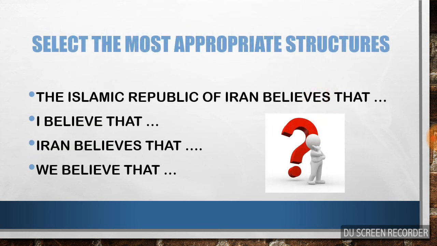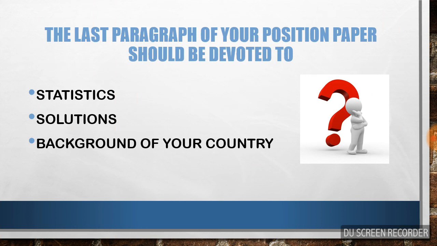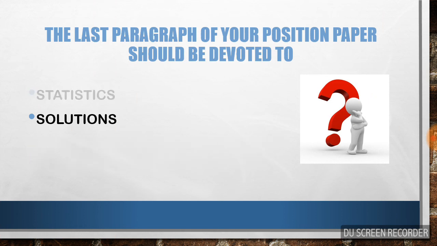Select the most appropriate structures. The Islamic Republic of Iran believes that, I believe that, Iran believes that, we believe that. The most appropriate structures are: the Islamic Republic of Iran believes that, we believe that. The last paragraph of your position paper should be devoted to statistics, solutions, background of your country. The last paragraph of your position paper should be devoted to solutions.